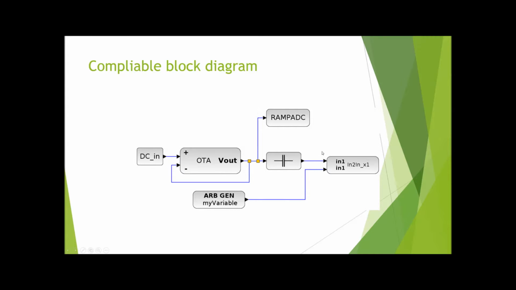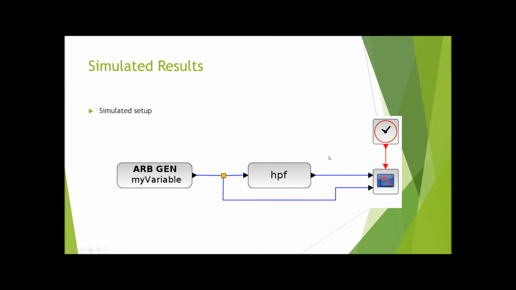This is our comparable block diagram. It's actually the same diagram that we showed before, and for the DC input, we use it as a ground, actually a 0 voltage input. For the simulated results, we use this very simple simulation setup. We just monitor the input and output at the same time.